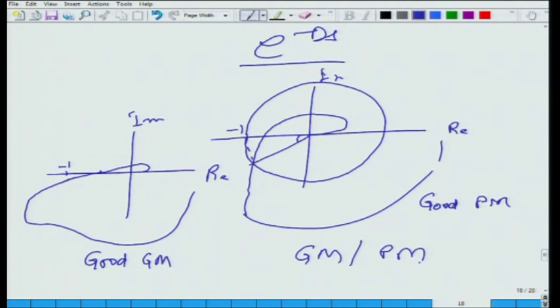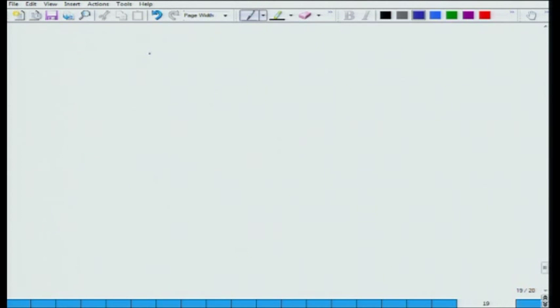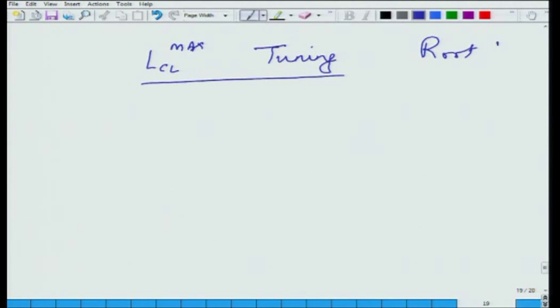So, then what do we do? Then what we do is we take recourse to what is called closed loop maximum log modulus tuning, and this is especially useful for chemical systems. And what is the basic idea? Well, I will just go through the basic idea very quickly. The basic idea is straightforward, in that it is motivated from root locus, and if you look at root locus, what you will find is that, well, let us see, how do I put it?